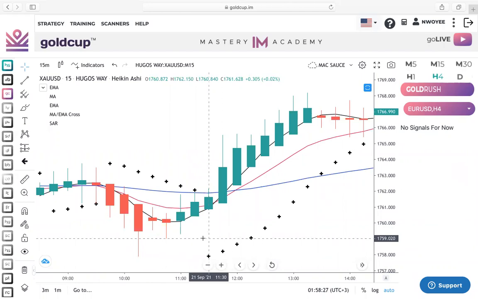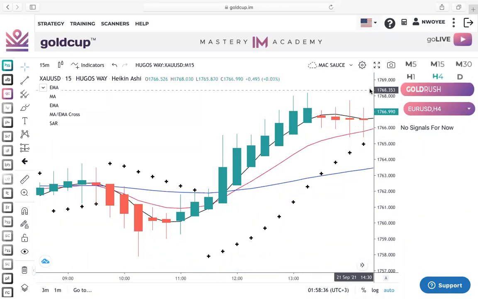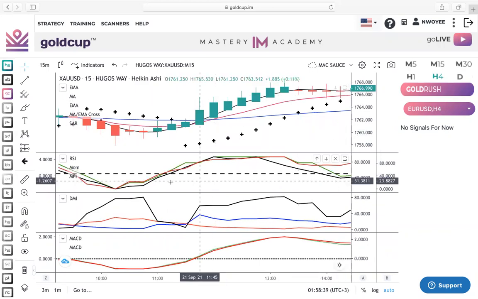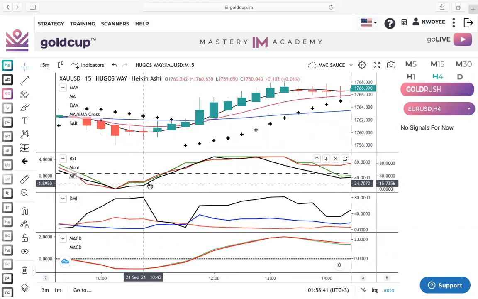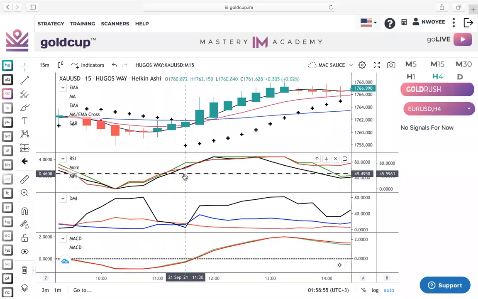Those three confirmations are the strongest confirmations that you need to take a buy position. Now, the fourth confirmation: remember, RSI, momentum, and MFI all represent this line. I want to see all three of these lines, the green, the red, and the black, cross this dotted line going up.